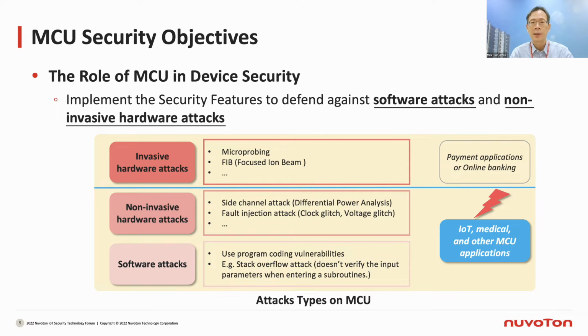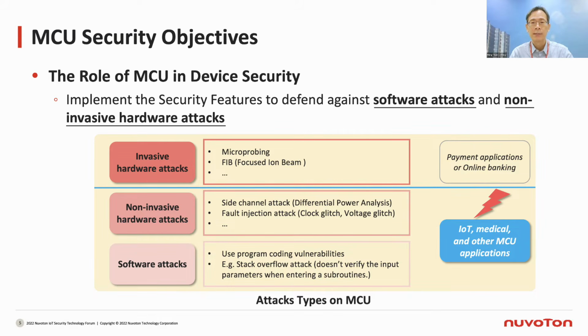Software attacks exploit vulnerabilities in program code as a means of intrusion, such as stack overflow attacks. The non-invasive hardware attacks include side-channel attacks and fault injection attacks. Hackers crack the encryption key through side-channel methods, such as differential power analysis. Hackers also inject faults like clock glitches and voltage glitches. These faults cause the microcontrollers to behave abnormally and leak internal data.